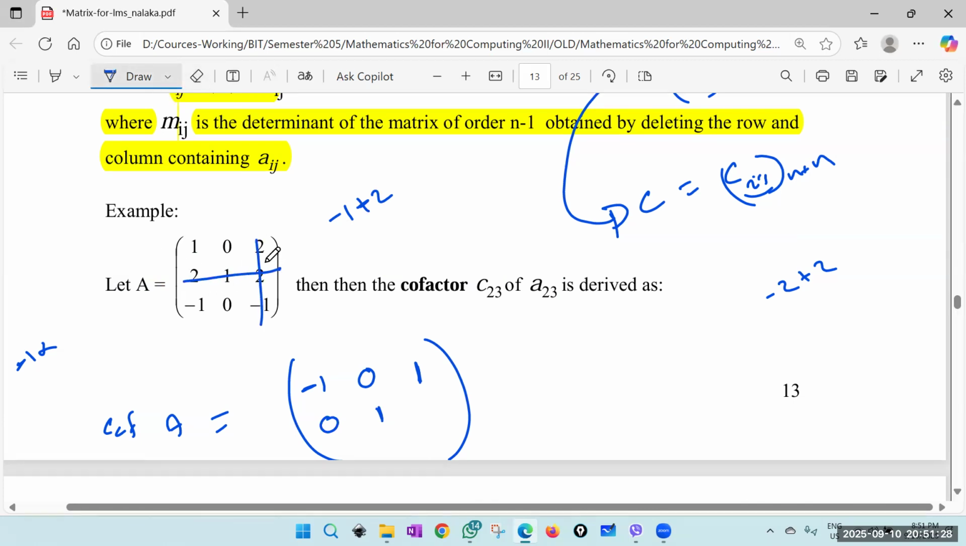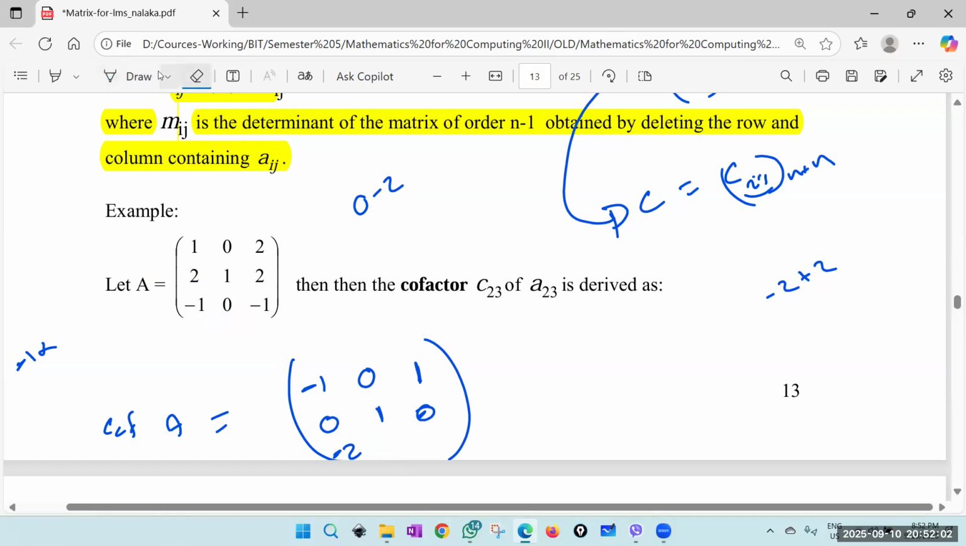This is 2, 3. 3 plus 2 is 5, negative. Then 1 into 0 is 0. 0 into minus 1 is 0. 0 minus 0 is 0. Therefore, it's 0. So let's take this. This is 3, 1. 3 plus 1 is 4. 4 is even, positive. Then determinant: 0 into 2 is 0. 0 minus 2 is minus 2. Minus 2 into positive 1 is minus 2.